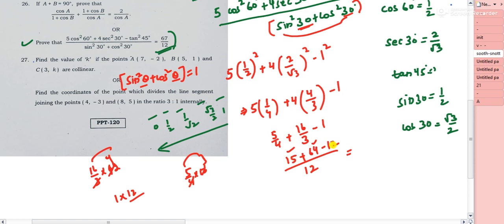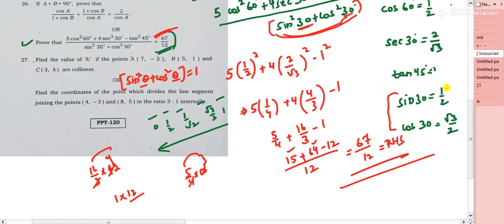So 15 minus 12 is 3. So 64 plus 3 is 67 divided by 12. And that is what we needed in the RHS. That's all. You can check it here. I hope it's clear and you have understood. So remember this, don't just put the values. If you put them, you will get the answer, but it gets lengthier. So always observe the questions carefully. You'll get some idea, and use that. Here you got the idea of using this identity. Understood? Okay.